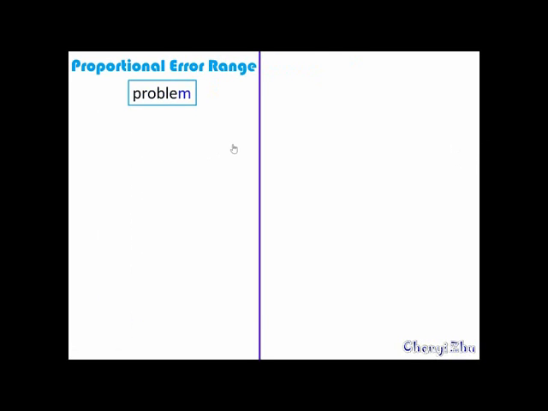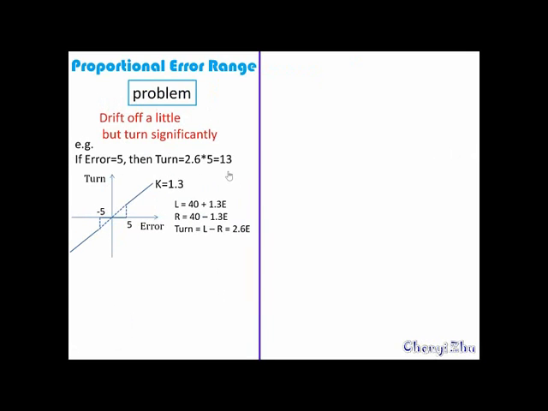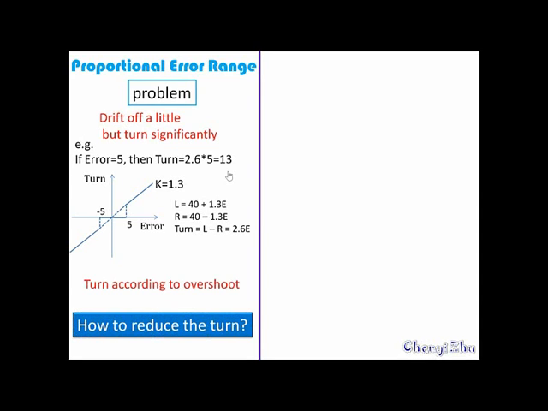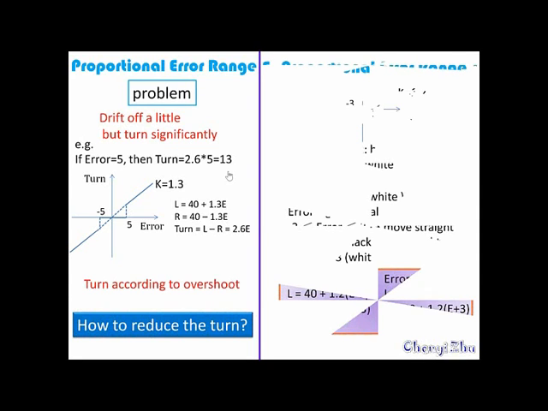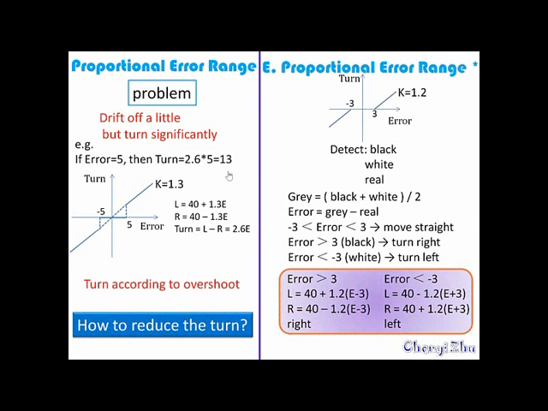Analyzing the program, we find a problem with it. When the robot only drifts off a little of the range, it will turn significantly. For example, if the error is just 5, the robot will have a turn of 13, which is very big. But we want it to turn according to overshoot. So how to reduce the turn? The answer is the improved algorithm.